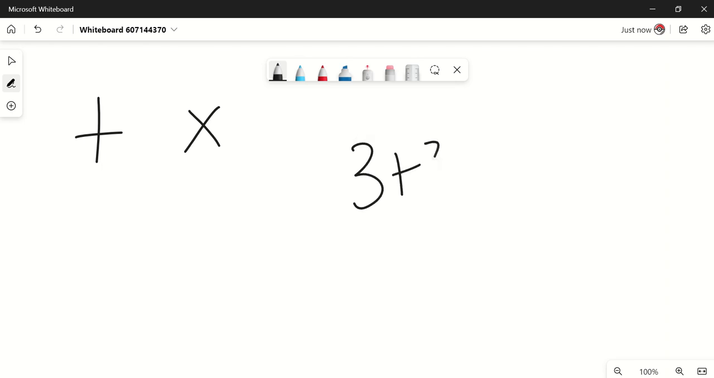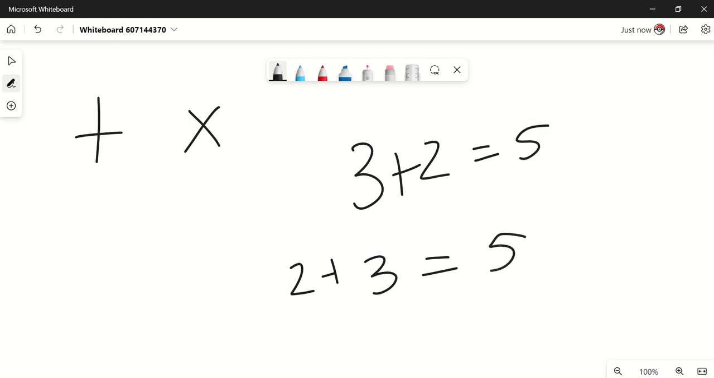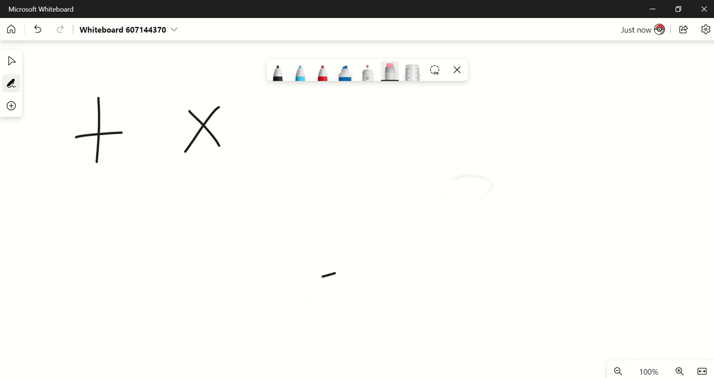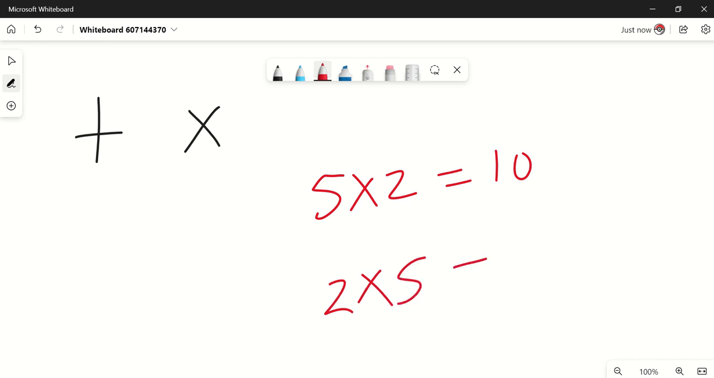3 plus 2 is the same thing as 2 plus 3. They will still equal 5. Doesn't matter which way you put it in order. The same thing can be said for multiplication. 5 times 2 will equal 10. The same as 2 times 5 will still equal 10.